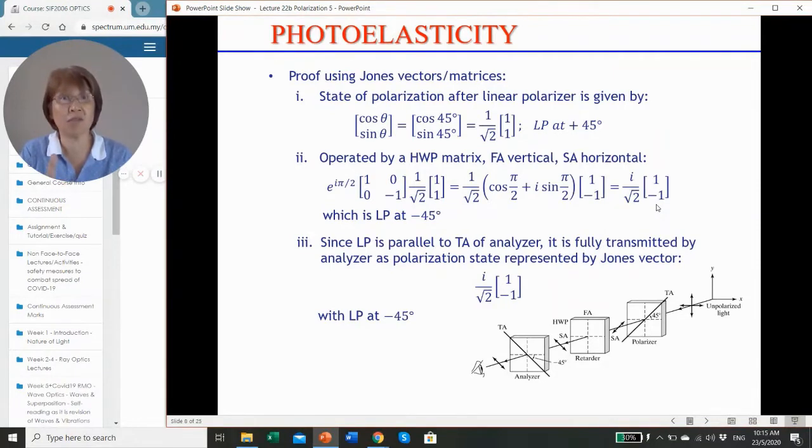So this gives you the state of polarization, whereby the elements now will be 1 and -1. And this tells you that the output from the half-wave plate would be a linear polarization inclined at an angle of -45 degrees. Now, since the linear polarization is parallel to the transmission axis of the analyzer, it will be fully transmitted by the analyzer. And the final light that emerges from the analyzer would be in a state of linear polarization, whereby the plane of polarization is inclined at -45 degrees.